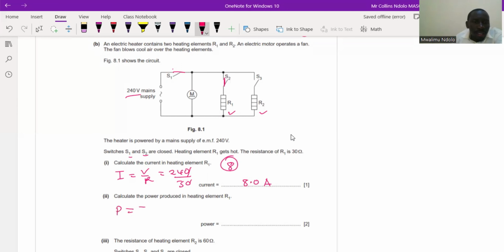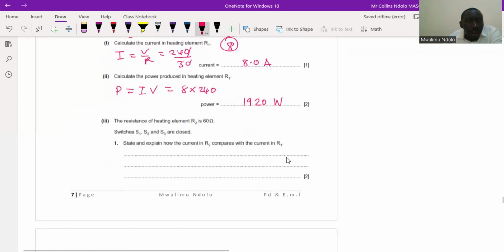Calculate the power produced in the heating element R1. So power is IV. So that is 8 times 240. So 8 times 240, you get 1920 watts. Can be 1900.